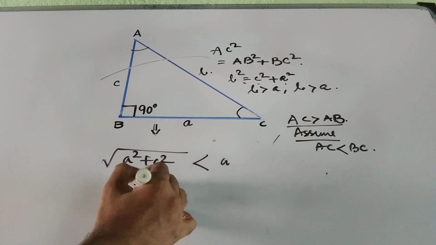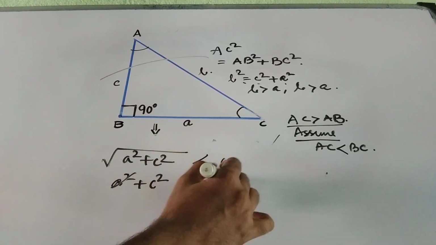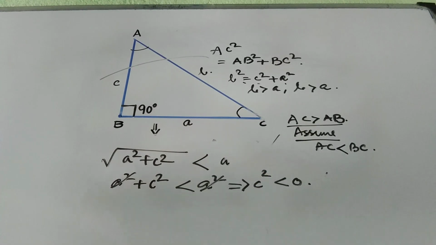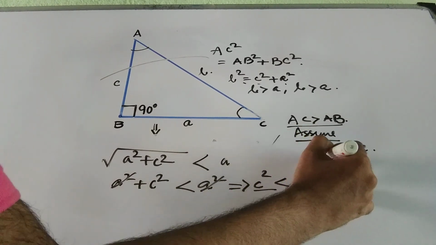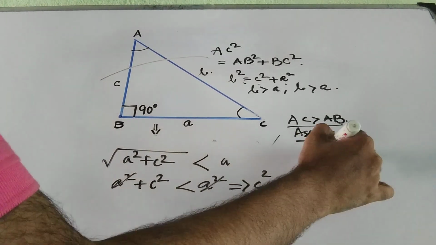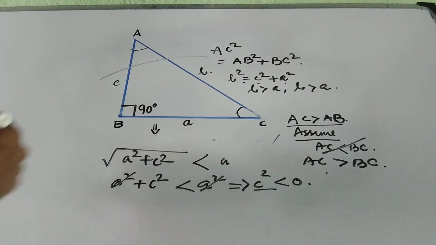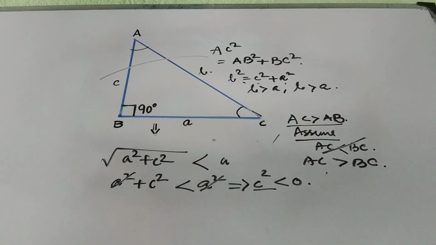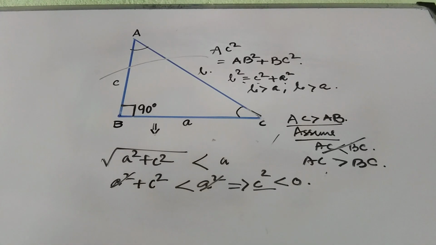If we square on both sides, then a square plus c square is less than a square. Simply that implies c square is less than 0. Now c is a length, so c square has to be greater than 0. So this is not possible. That means AC less than BC, this assumption is not correct. That means AC is greater than BC. So AC is greater than both the sides. That means the hypotenuse is the largest side of the right angle triangle ABC.